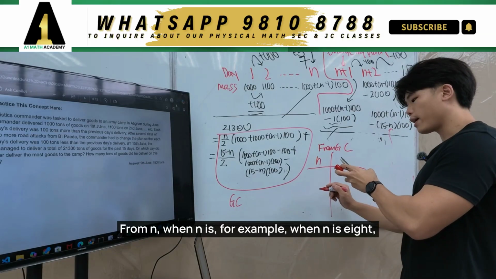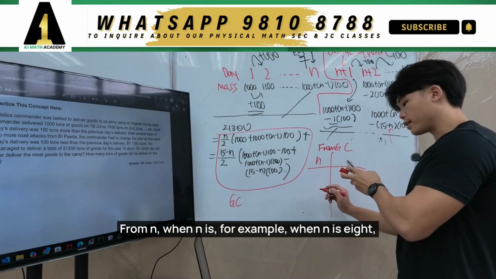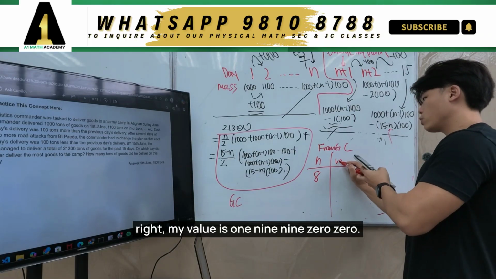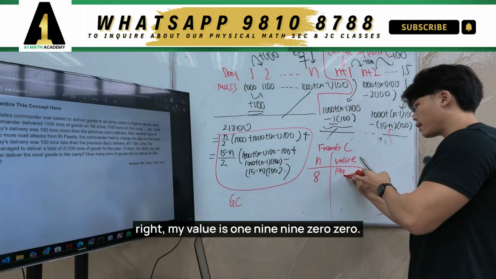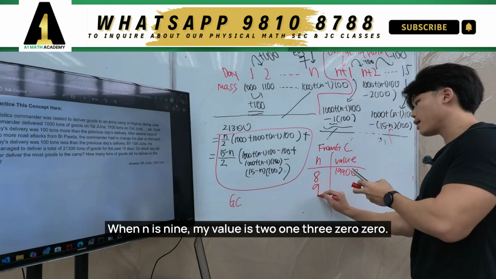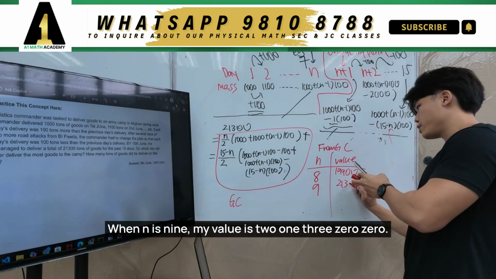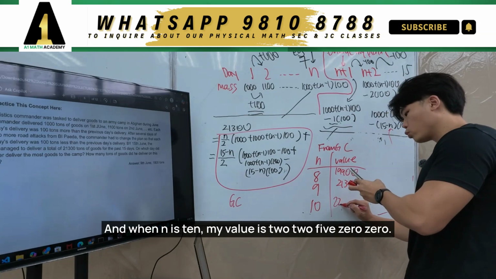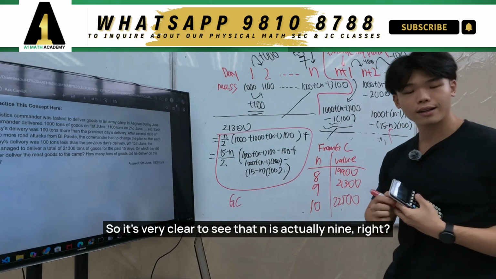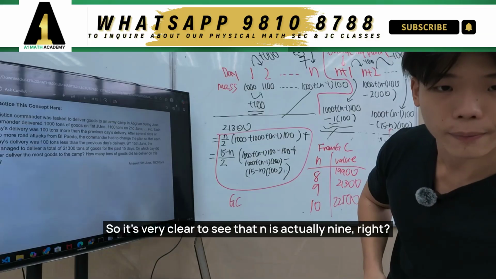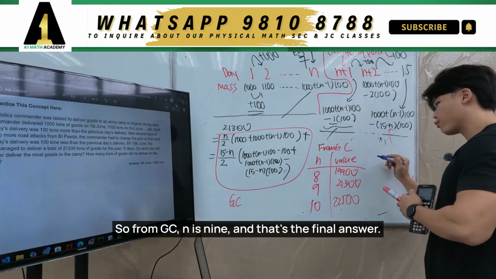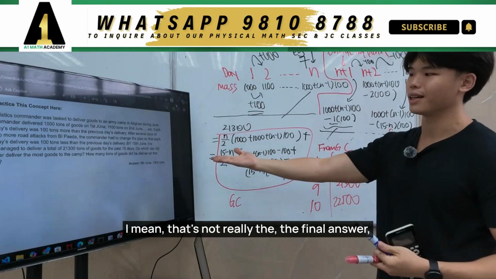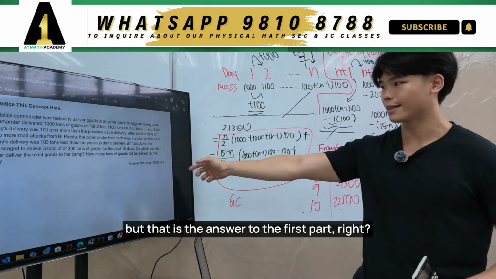When n is 8, my value is 19900. When n is 9, my value is 21300. And when n is 10, my value is 22500. So it's very clear to see that n is actually 9. So from GC, n is 9. And that's not really the final answer, but that is the answer to the first part.